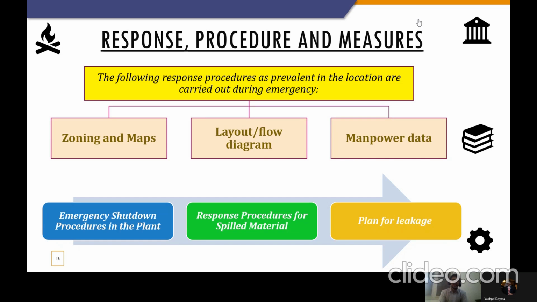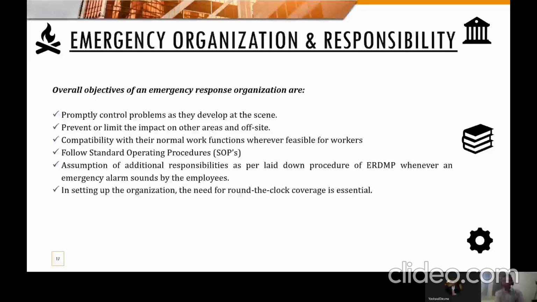Various types of leakages and plans include cylinder fire, electric fire, office fire, road tanker fire, pressure relief valve fire, then LPG freezes, and compressor and pump fire. So these are different leakages that are included here. These are the basic response procedures and measures that need to be taken into consideration when an accident is taking place.